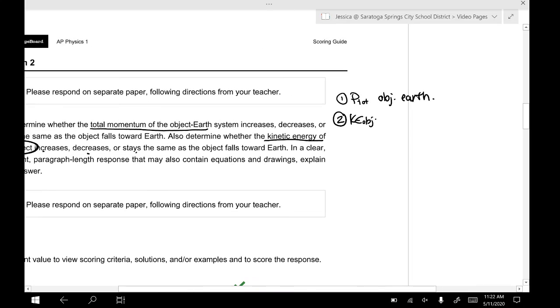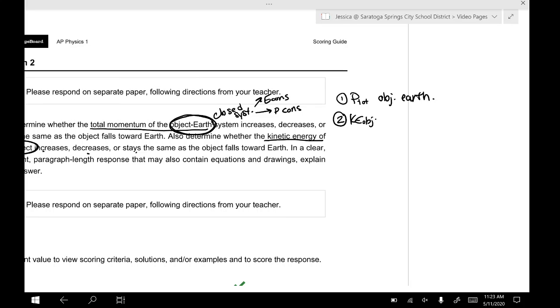Okay, so I'm going to go part by part. Now the total momentum of the object Earth system. The object Earth system is a closed system. Okay, so that means two things. That means energy is conserved and momentum is conserved. Now you're probably thinking, how is momentum conserved in the object Earth system? The object is the only thing that's moving, specifically accelerating, and it's accelerating downward, speeding up. So wouldn't that increase the total momentum?